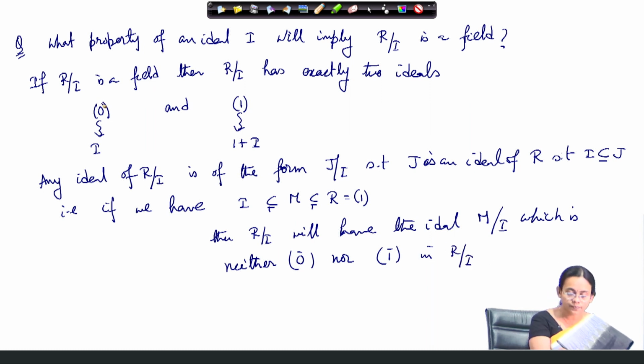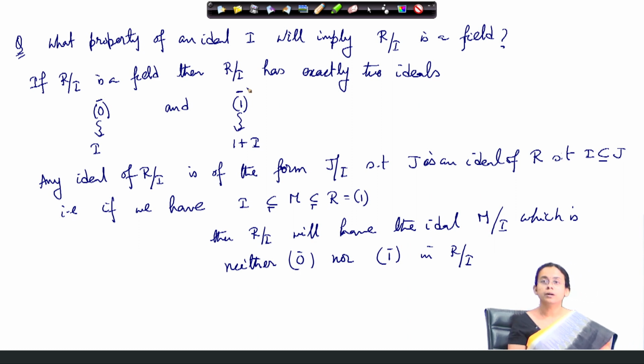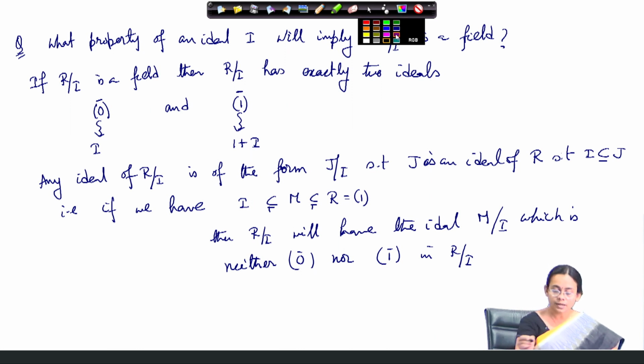Let me denote these by 0 bar and 1 bar, in order to show that the bar denotes the image in R quotient I, as we are talking in R quotient I. So, if we have some ideal M in between I and the unit ideal, then that will contribute an ideal in R quotient I apart from the 0 ideal and unit ideal. But I want R quotient I to be a field, which means there should not exist any ideal which strictly contains I and is not the unit ideal. So, this gives you the motivation to define the maximal ideal.